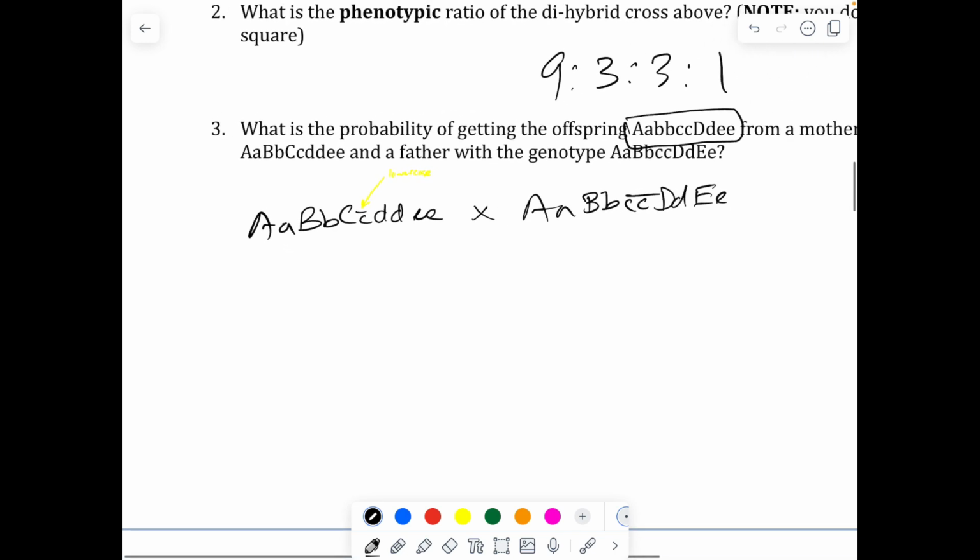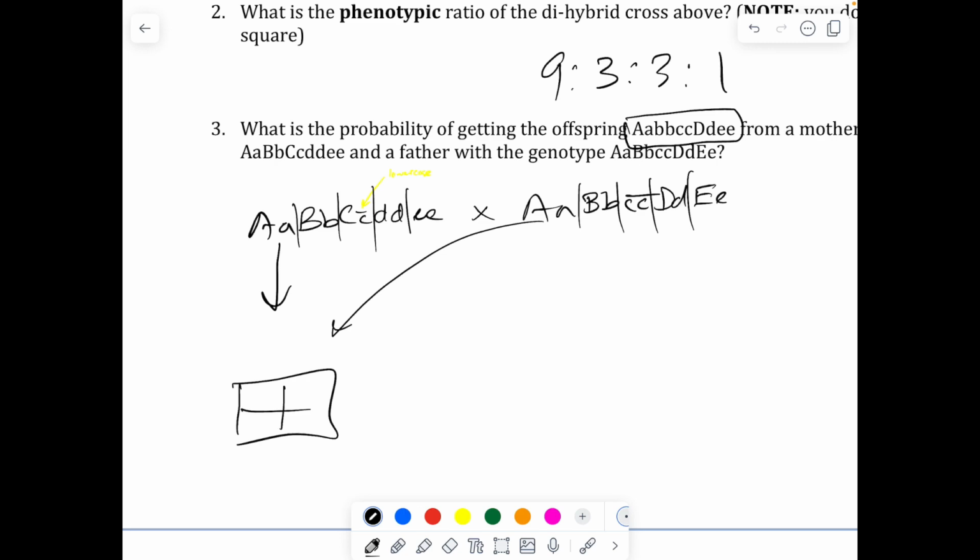Okay, so how I'm going to do this is I really like to split them out, like so. And I'm going to do separate boxes. So I'm going to start off with A. So I'm going to take this parent, and this parent, and do a normal little Punnett square.